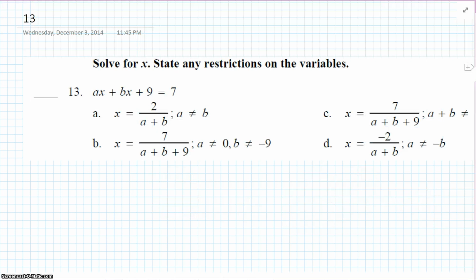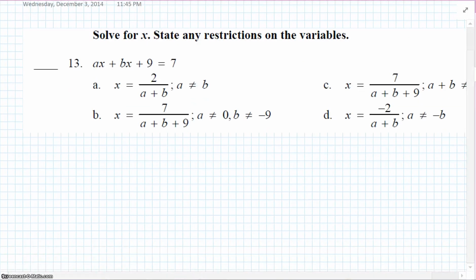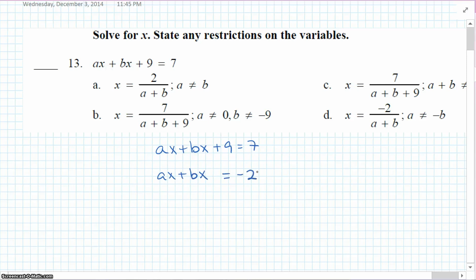Next problem, number 13. Solve for x and state any restrictions. Well, first thing, let's get x by itself on one side of the equation. So I've got ax plus bx. I'm going to subtract 9 from each side, so I'm going to get equals negative 2. I'm going to factor out the GCF, which is x. I'm going to get x times a plus b equals negative 2. Divide each side by a plus b, so x equals negative 2 over a plus b.